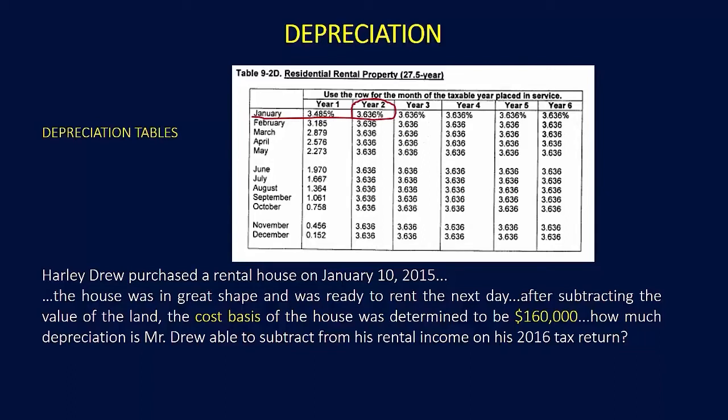He placed the house in service in January, and we come up with a percentage from the table of 3.636%. So $160,000, the basis of the house, times 3.636% equals $5,818. That's the amount of depreciation that he'll be able to subtract from his rental income.